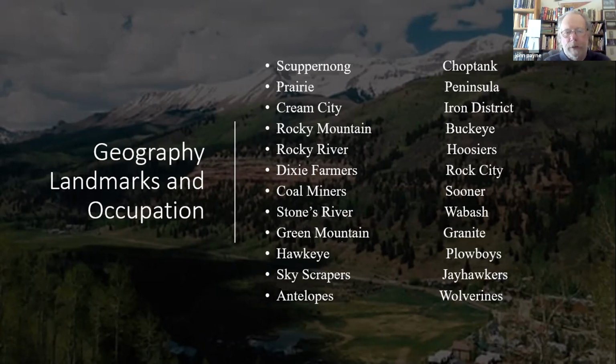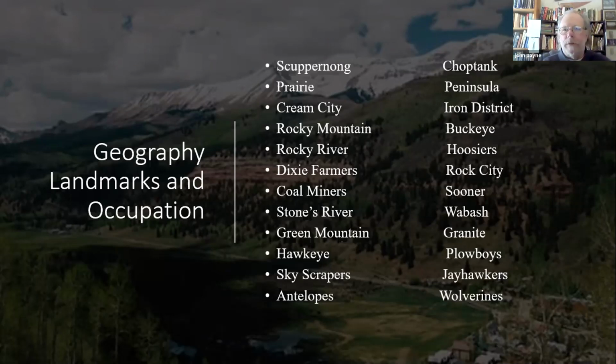And geography also at this point is part of the frontier. A lot of it is. And when people got together and named teams geographically, I think they were looking at it four different ways. One, a lot of times they just named their team after a physical place. So you might have Stones River or Green Mountain. They looked to indigenous animals like antelopes and wolverines. You had regional occupations, Dixie farmers and coal miners and the iron district. And then I think most importantly, you had this personal identification or even a group identification with the geographic region you lived in.